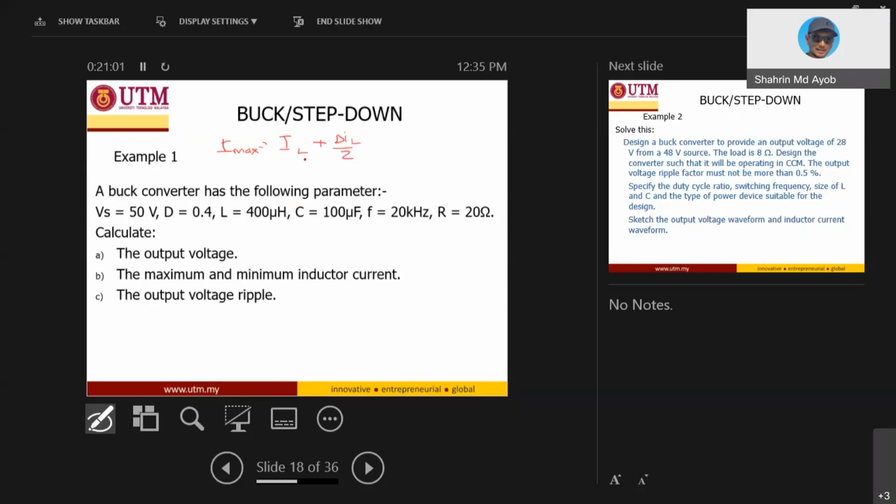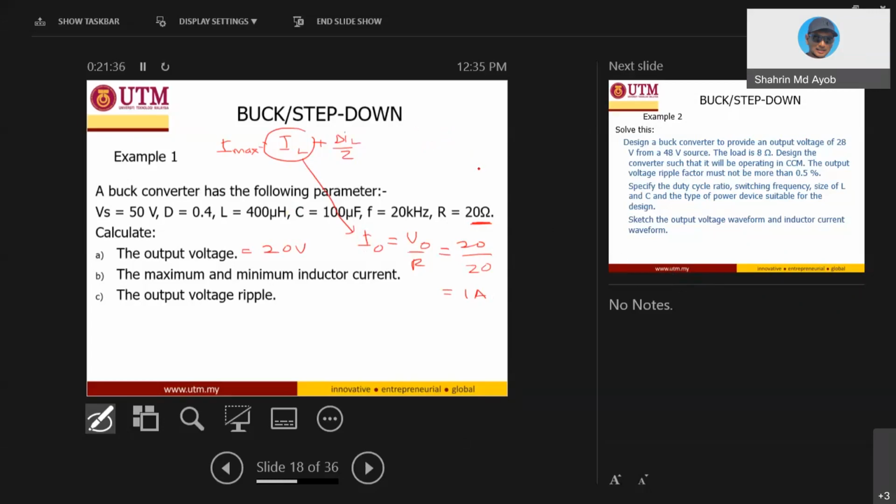So we know that IL, what is IL? It is I out, right? Which is V out over R. Right now V out we have already obtained, which is 20 volts. 20 over, the load is 20 ohm. So this one is 1 ampere. Right now, delta IL.